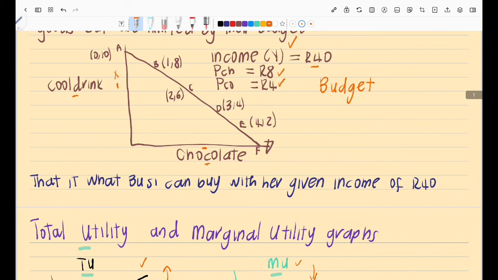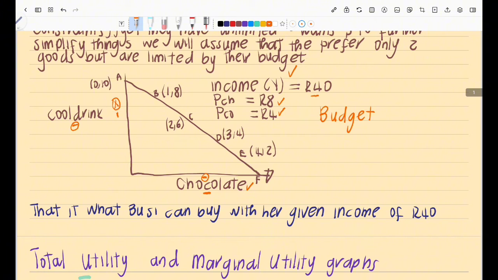So you have 4 things here. Y, the income. You have the price of chocolates, you have the price of cold drink, and the units of each. And the units will be shown on each axis. So I have chocolate here, so the units will be under the x-axis. The units for cold drink, on the other hand, will be on the y-axis, right? So we are saying that your income is 40 rands, right?